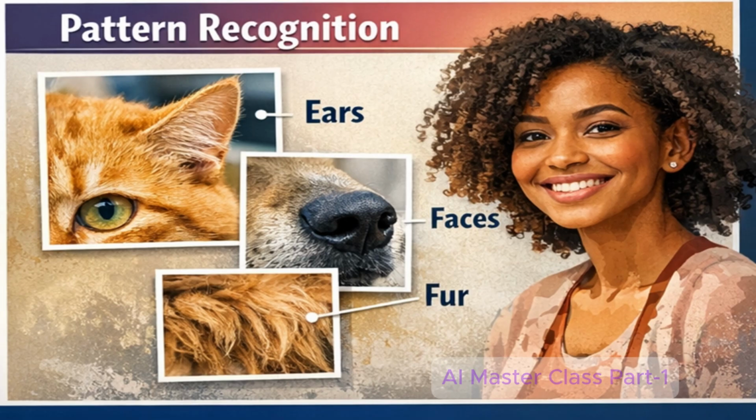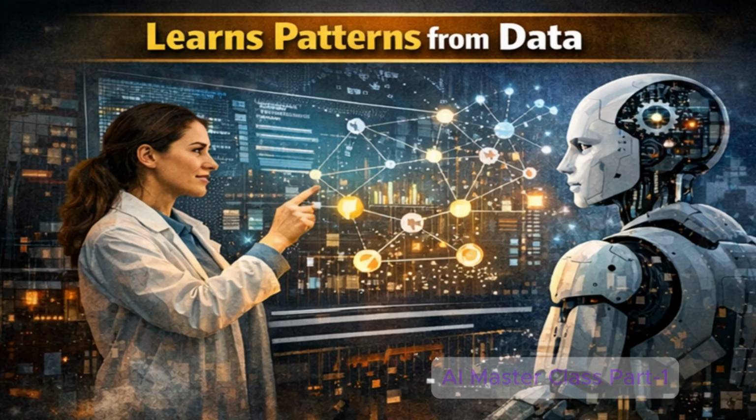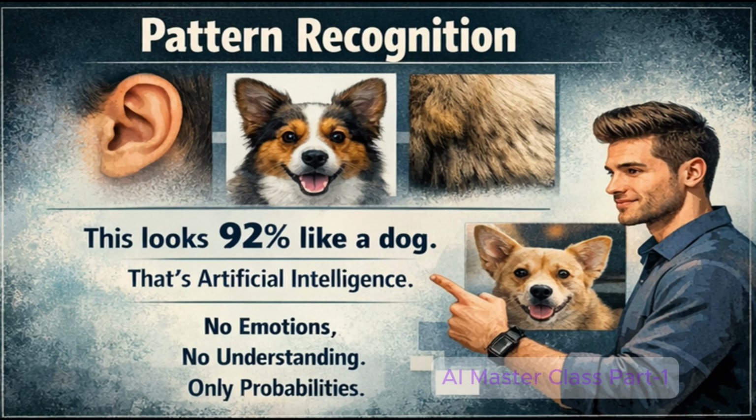Now, most of the people assume that by doing this, the AI model starts thinking. But in reality, AI models cannot think. It simply arrives at a decision of a new photo being cat or dog based on the patterns it has learned from its training. And it will check the probability of new photo being a cat or dog. So it simply says, based on patterns I have seen before, this photo looks 92% like a dog.